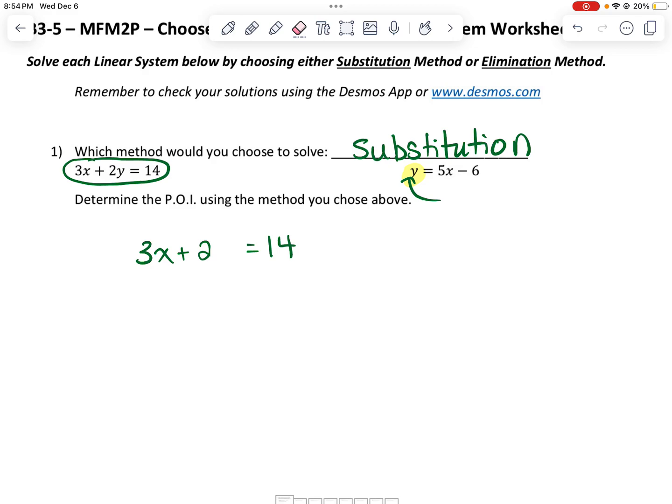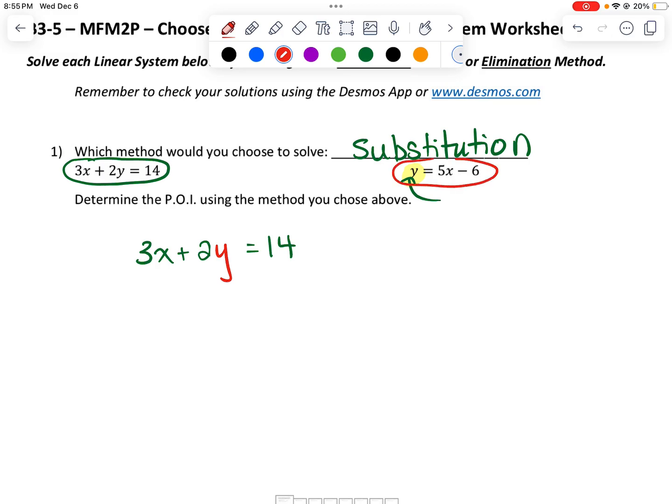So this y right here, I'm going to make it red. I'm going to sub my equations into each other. The y in this equation is equal to 5x minus 6. That's what y is equal to. So I can take that 5x minus 6 and put it in the equation for this y.